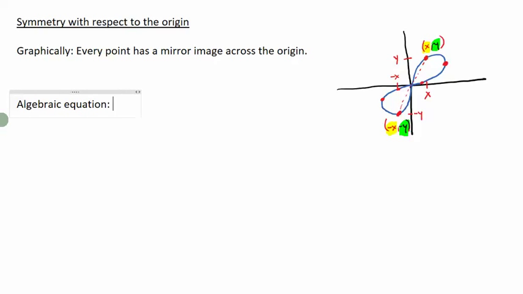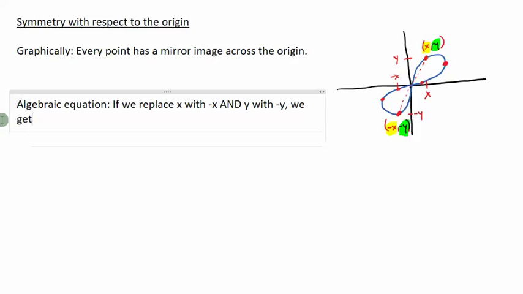So, to test for symmetry with respect to the origin, when you have an equation, if we replace x with negative x and y with negative y, we get an equivalent equation. So let's see a couple examples of this.